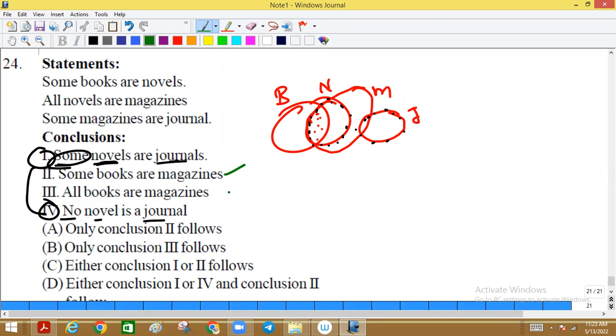See here, all books are magazines. Can I say all books are magazines? No, only some are. So this is wrong. So your answer is conclusion 2 and either 1 or 4 follows. So option D is the answer.